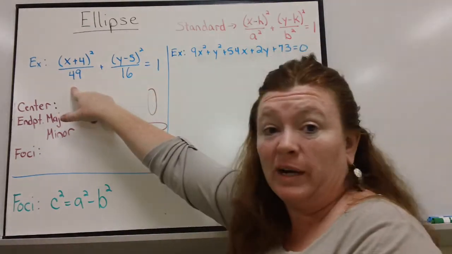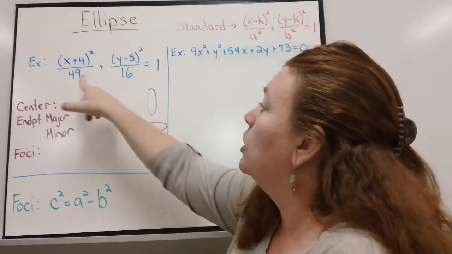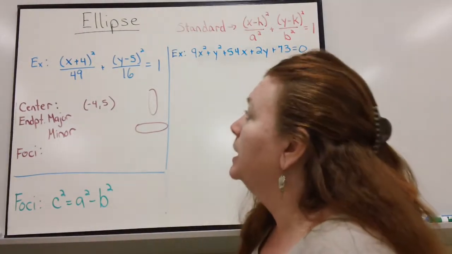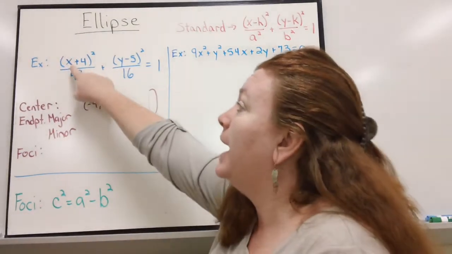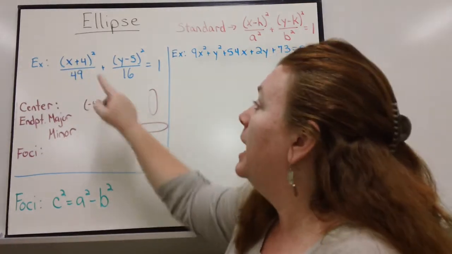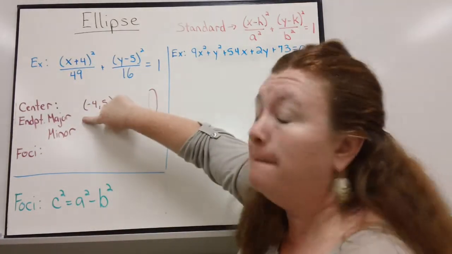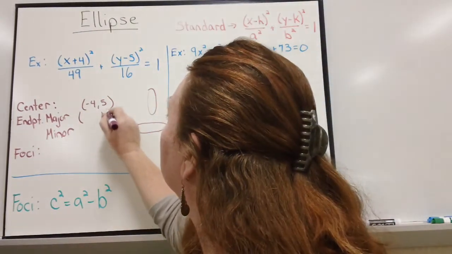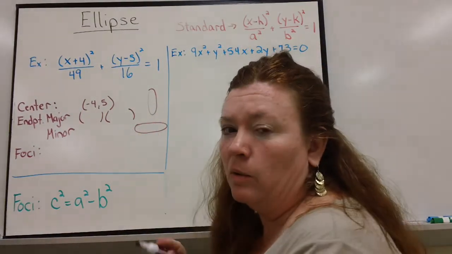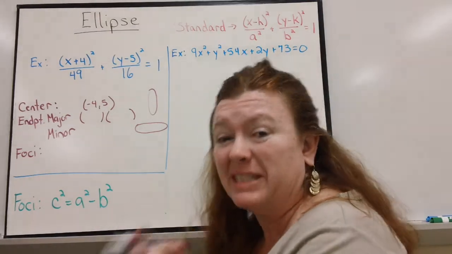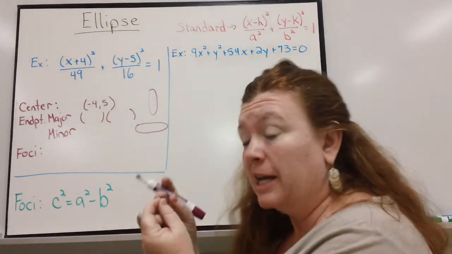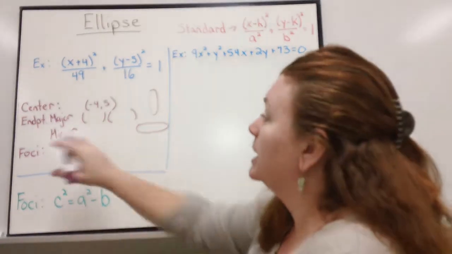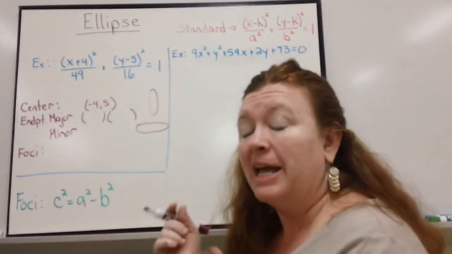Major is bigger. 49 is bigger than 16. So I'm going to take the square root of 49 and get 7, move it along the x or horizontal axis, and because it's bigger, that's under the major axis. So what I'm going to do is find the 2 endpoints. Now, where am I moving from? I'm moving from the center. I start at the center, and I'm going to move 7 to the left and 7 to the right to get my major axis endpoints.